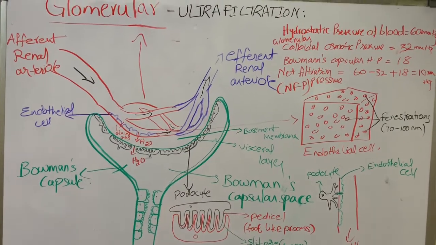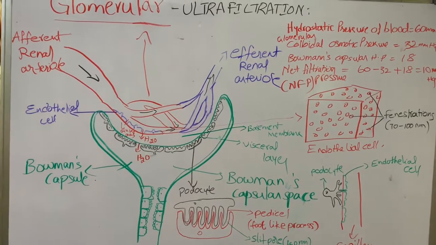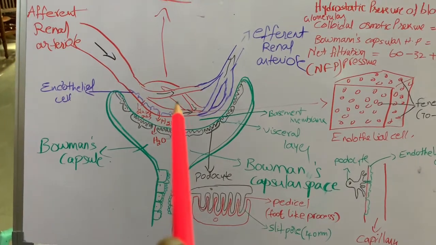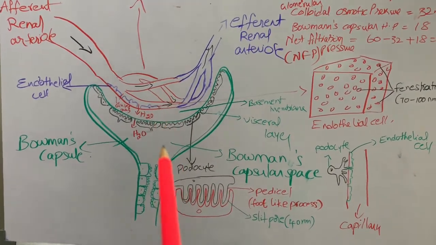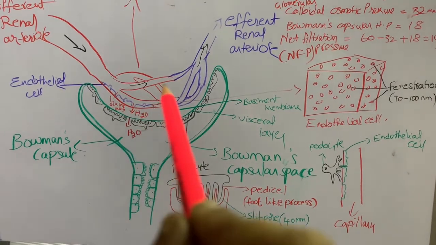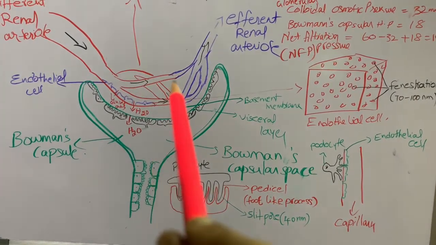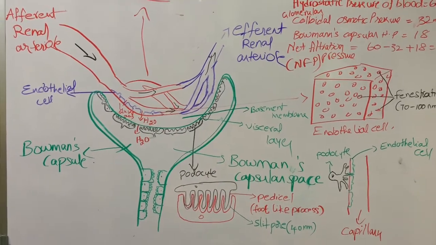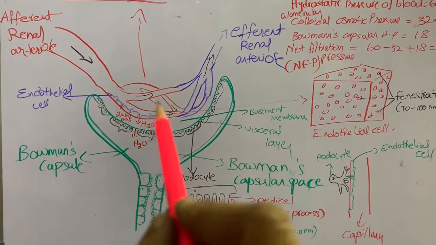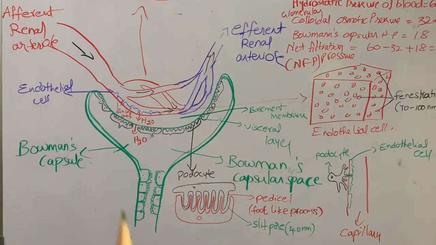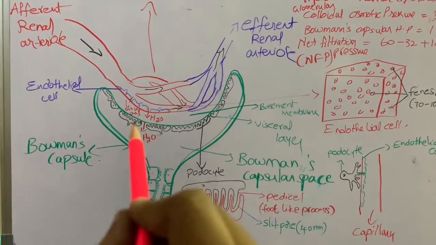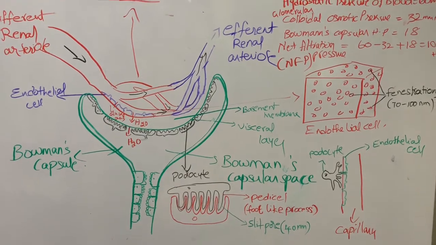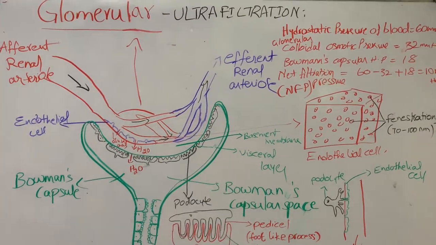The filtration which occurs due to the pressure developed in the glomerulus is known as ultrafiltration. Here the plasma is filtered. The water, amino acids and glucose all enter the Bowman's capsule except the larger macromolecules like proteins, white blood cells and red blood cells, which do not enter the Bowman's capsular space. The fluid which enters the Bowman's capsular space is known as primary urine, glomerular filtrate or ultrafiltrate.